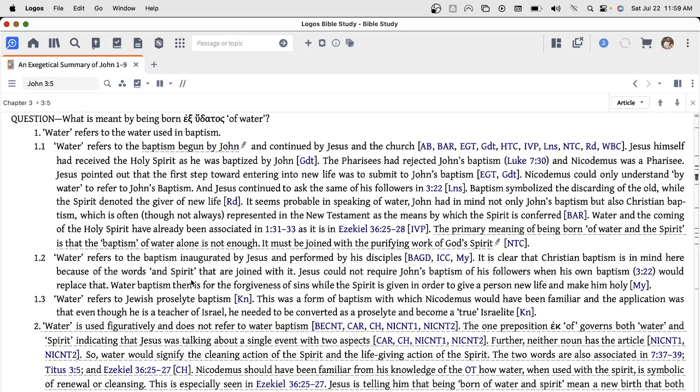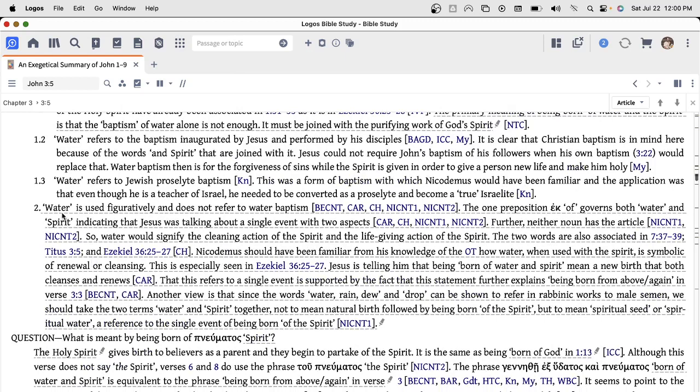Now, the interesting thing is there's all these exegetical questions. And a lot of times they ask questions and they put on things that you probably wouldn't think about. So it's like water. What does it mean by being born of water? Now, this is not telling you what they think. They're giving you the options. So number one, a lot of people say it's talking about baptism. And it's going to walk you through what people say about water baptism and things like that, okay? And then it's going to give you the different interpretational options.